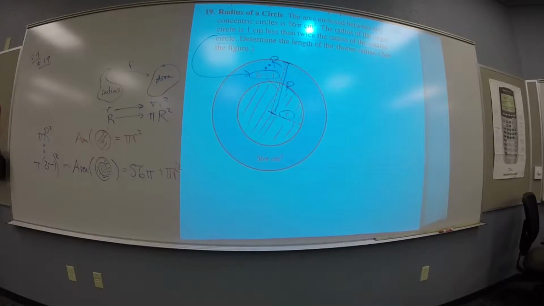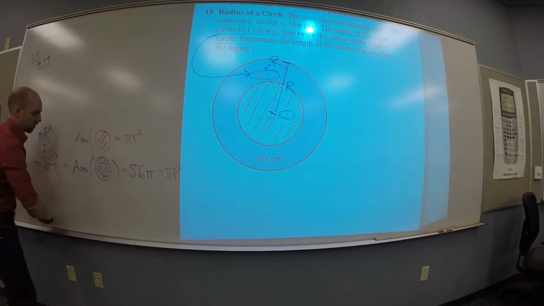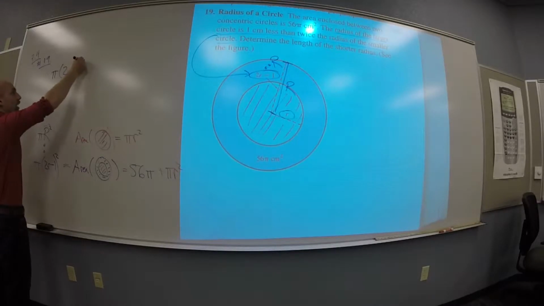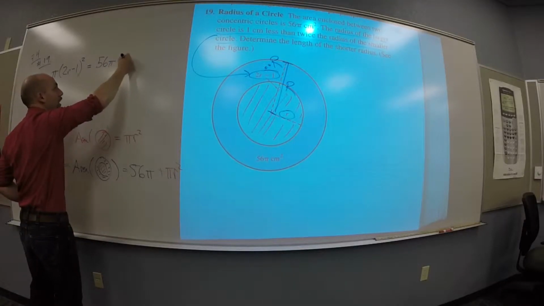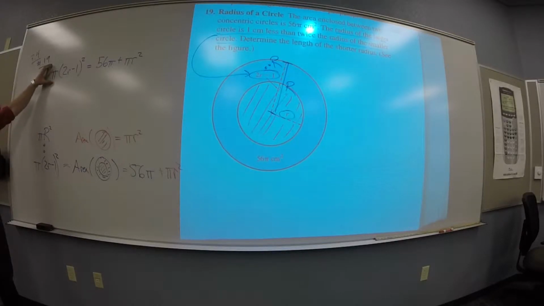What's my equation that I just found? Good. I found that pi times 2r minus 1 squared has to be 56 pi plus pi r squared. Okay. Show of hands for confused and a little bit frightened at this point. Okay. Let's pretend we had just this to start with. What can I do with this?